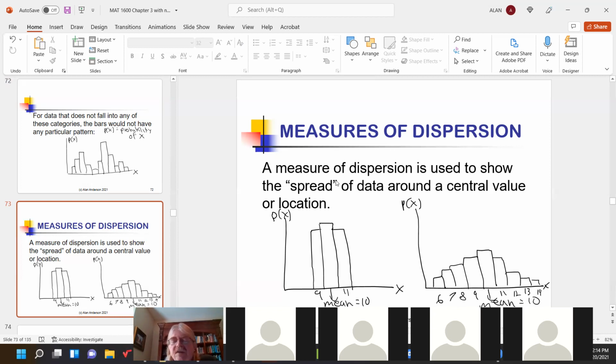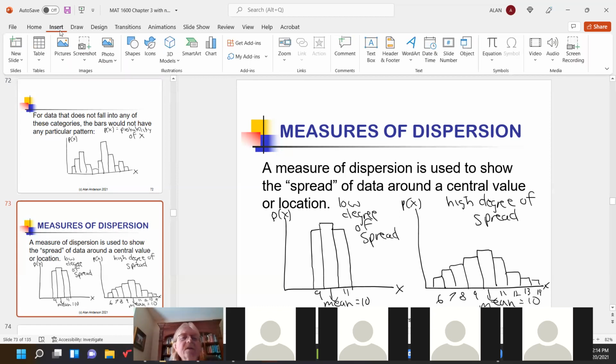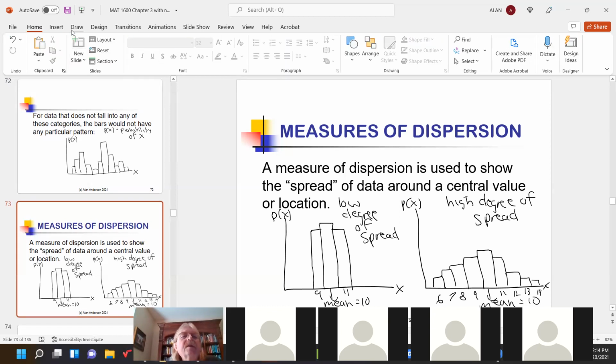So even though they may have the same number of observations, I think you'll agree that these are two very different data sets. Here we have a high degree of spread, and here we have a very low degree of spread, meaning that the data simply are not very widely scattered out. They're all really close to 10. On the right, a lot of these values are really not very close to 10. We need to know which is which. For many applications, this is extremely important.